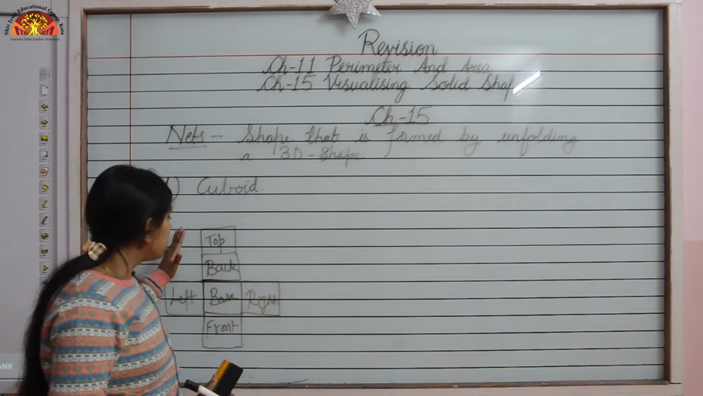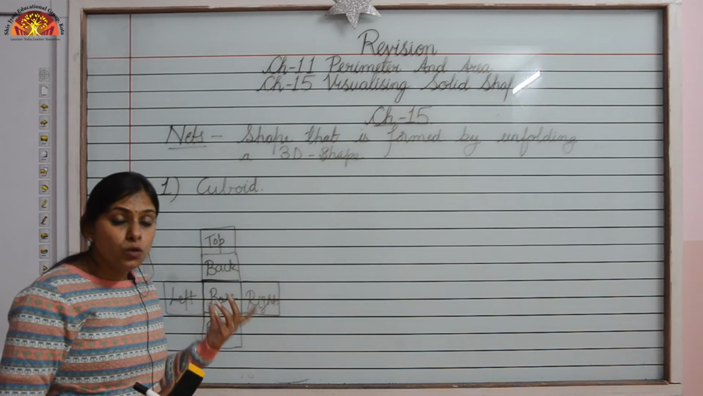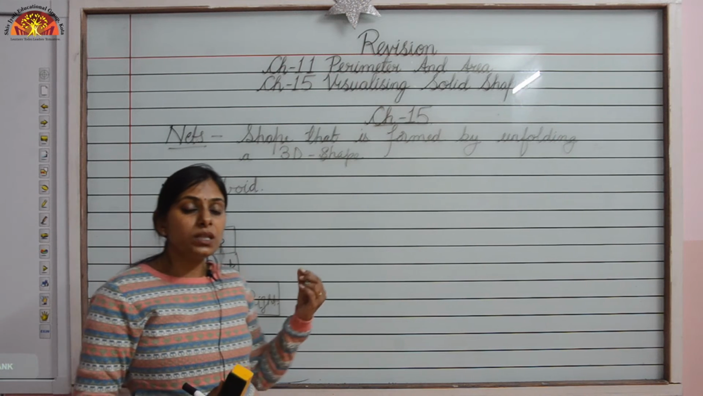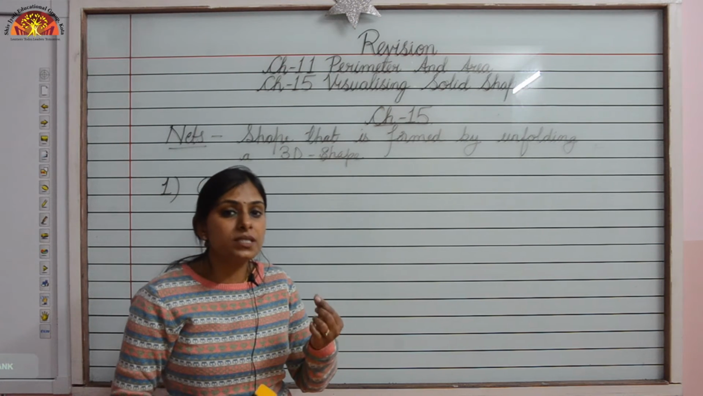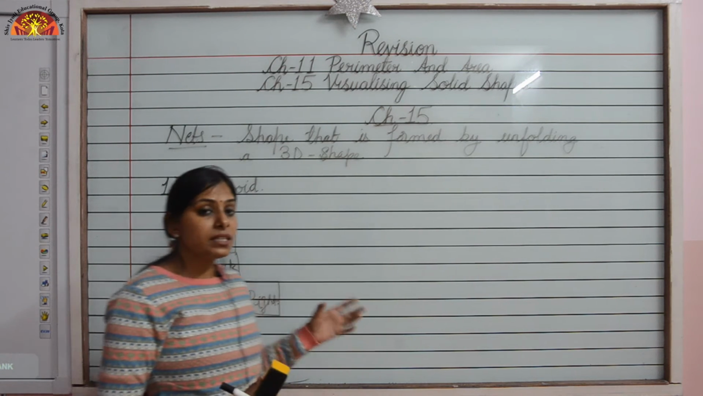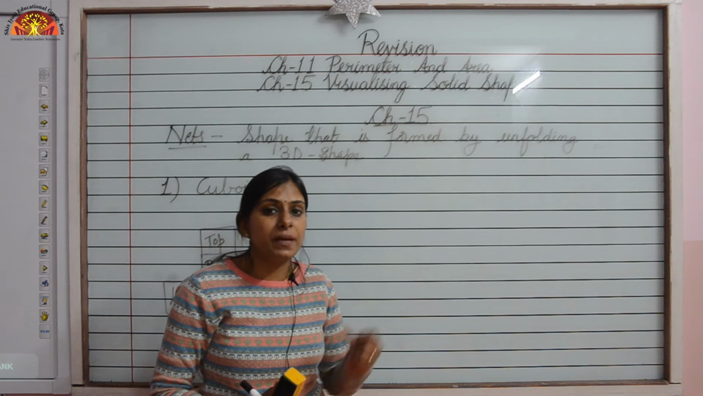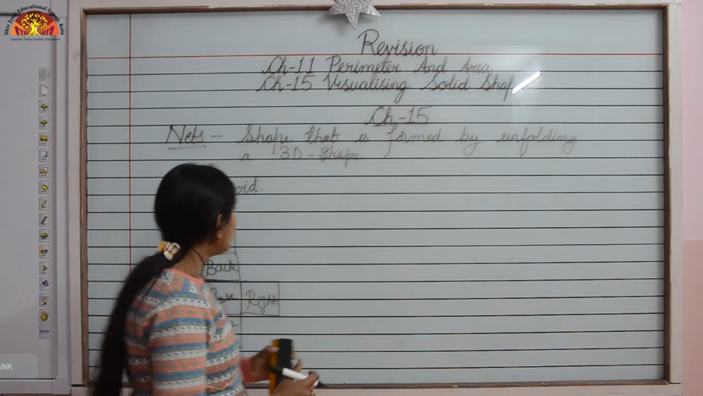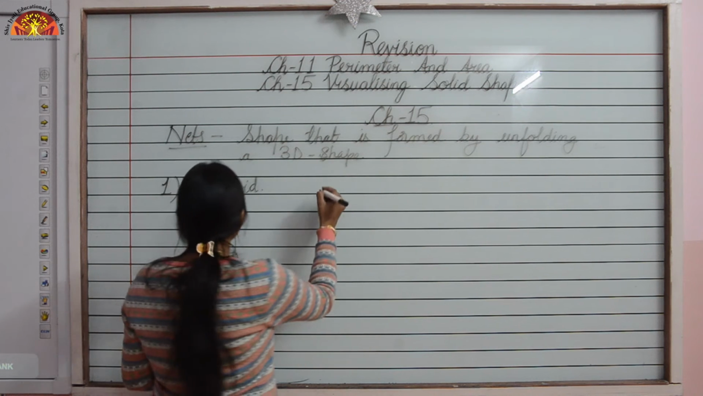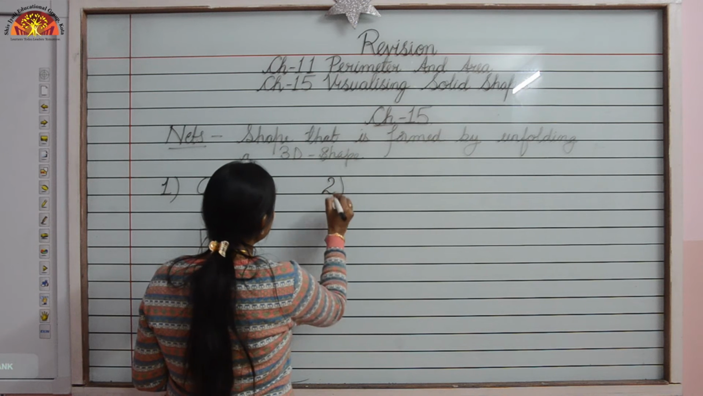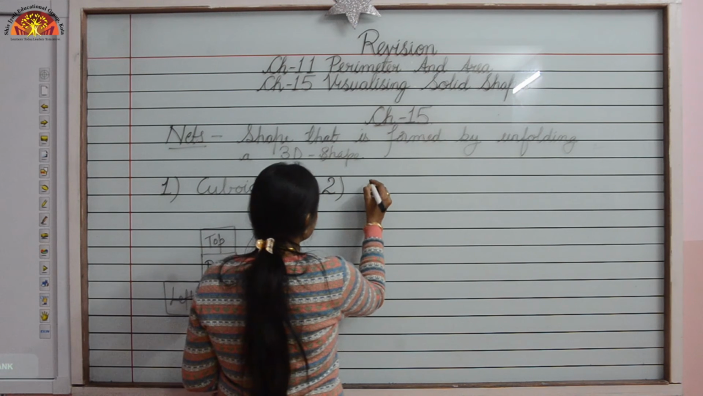Is it clear? Similarly, you can form the net of a cube also. The difference between the net of a cuboid and the cube is that all the faces in the case of a cube are of the same shape and size, okay. Now they are of the same measure. Now next we'll study about the net of a cone.